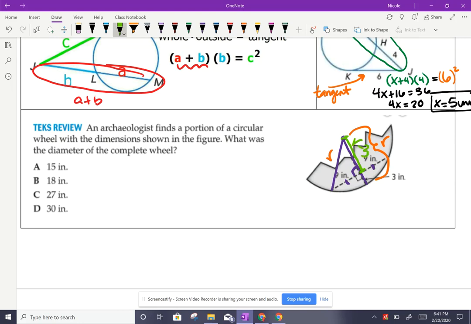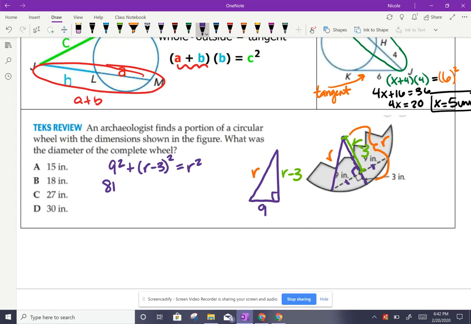So if you need to hop that triangle out to look at it a little easier, you're more than welcome to. I've got my right triangle. I have a side length that says r minus 3. I have the radius, and then I know one side was 9 inches. So now I need to do Pythagorean theorem to solve for my radius. So we do 9 squared plus r minus 3 squared equals r squared.